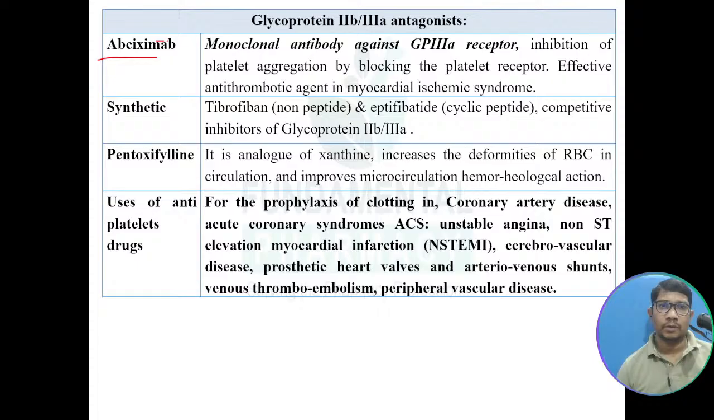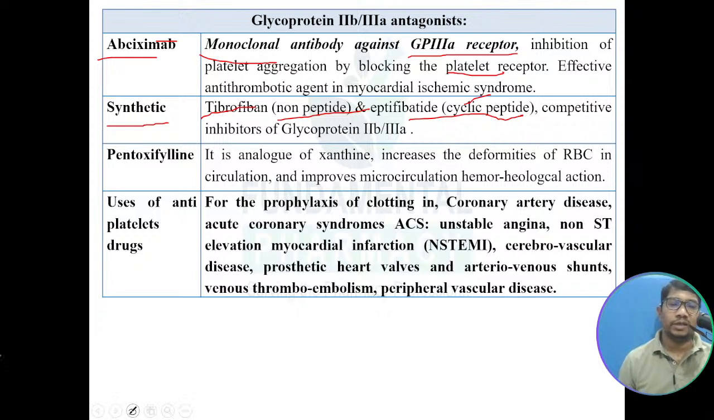Monoclonal antibody against the GP2b3a receptor. Inhibits the platelet aggregation by blocking the platelet receptor. So it is effective as an antithrombotic agent in the myocardial ischemic syndrome. नया सिंथेटिक जो है GP2b3a receptor antagonist known as tirofiban, which is a non-peptide in nature, and second one is eptifibatide, which is a cyclic peptide. So they are also competitive inhibitors of glycoprotein 2b3a receptor.